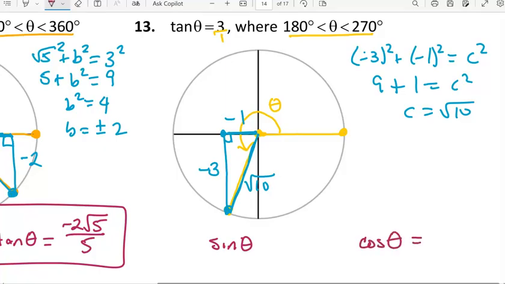Sine of theta is equal to the ratio of opposite over hypotenuse. That would be negative 3 over the square root of 10, which when rationalized is negative 3 times the square root of 10 over 10. And the cosine of angle theta is negative 1 over the square root of 10, which when rationalized is negative square root of 10 over 10.